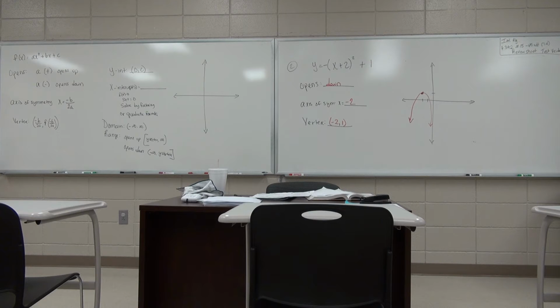Your y-intercept is when x is 0. If x is 0, both of those terms here would be 0, right? So you're just left with the constant term. The x-intercept is solving quadratic equations, just like you did on a couple tests back. Set equal to 0, solve by factoring or the quadratic formula.